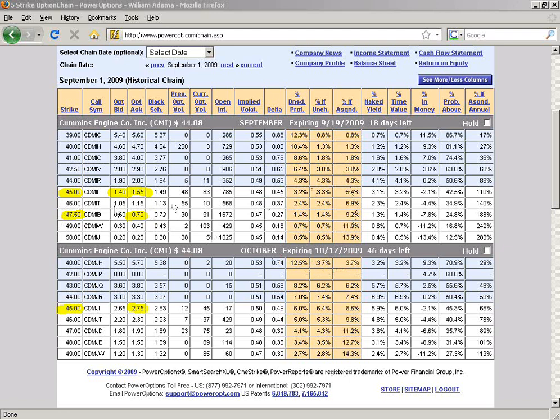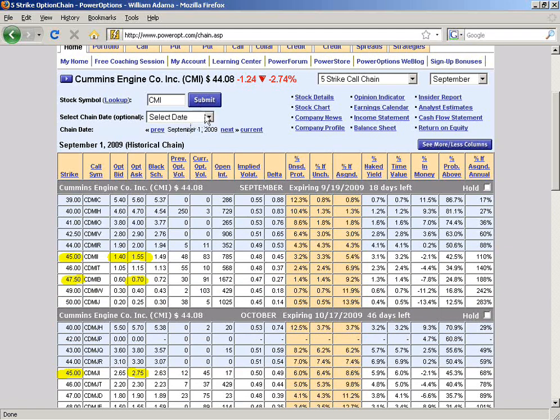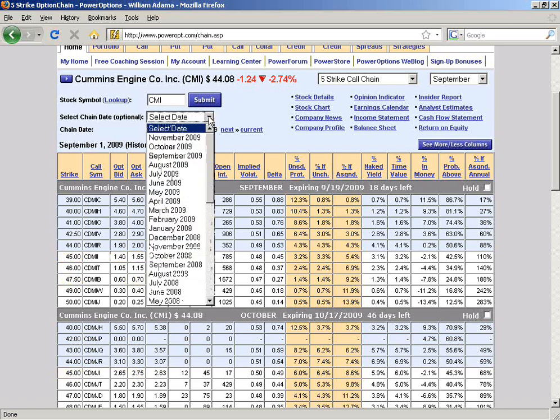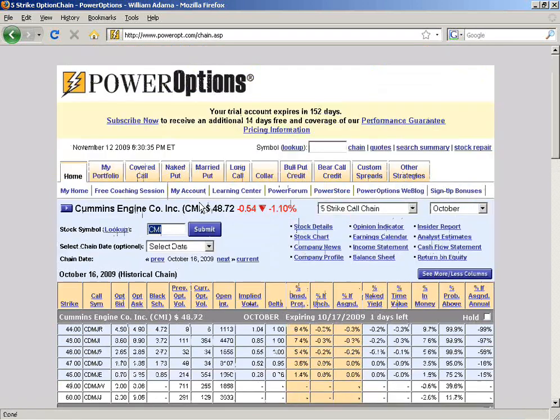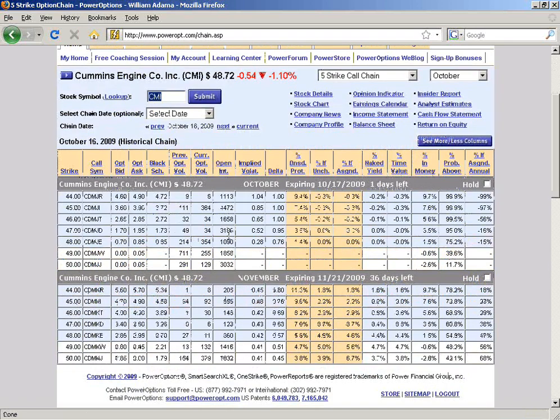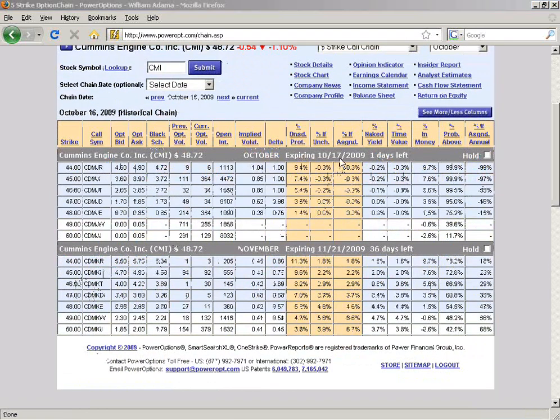So how would this have performed going through October expiration? Well, let's just see what happened on October expiration. I'll go ahead and pull up October. Let's assume that we rolled to the October 45. Okay, and October expiration was the 16th. Where was Cummins Engine at that time? Oh, it was at 48.72. So at that time, we would have been assigned at our 45.